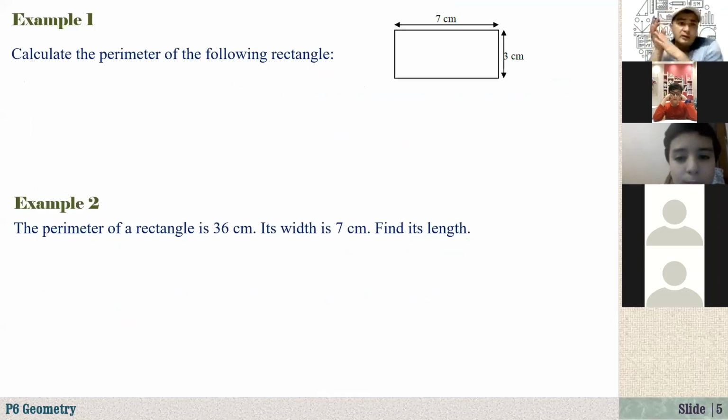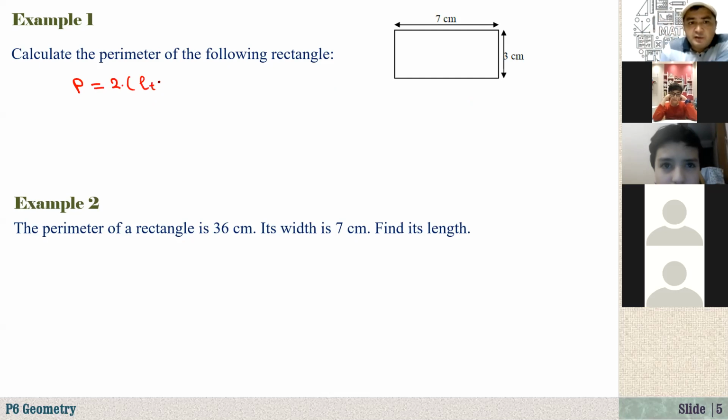So let's calculate. Start with this simple example. Calculate the perimeter of the following figure. So guys, just follow me carefully. Don't hurry to answer the question. Try to solve the questions in a systematic way using algebra. So here it is 7 and 3. We need to find the perimeter, right? The perimeter of the rectangle is 2 times length plus width.